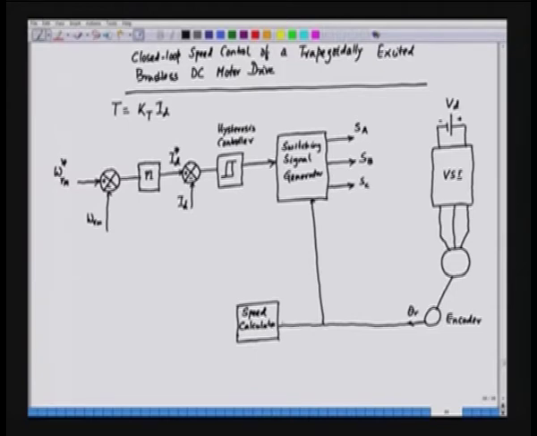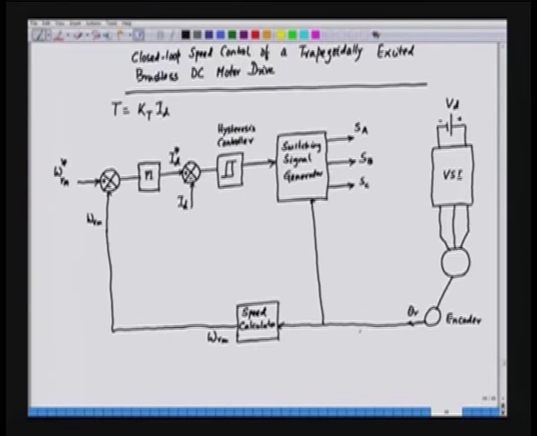The information about theta r is fed to the speed calculator, which calculates the speed, and we are closing the loop. The output of the speed calculator is the rotor mechanical speed, which is used as feedback for the closed loop speed control.